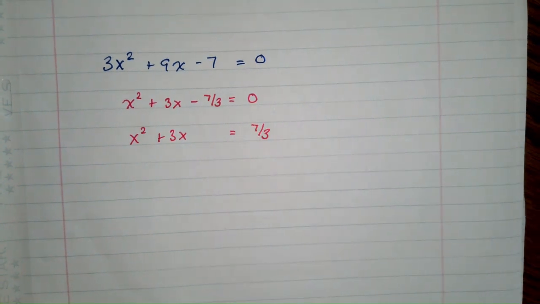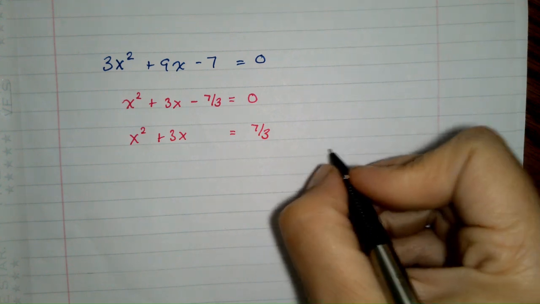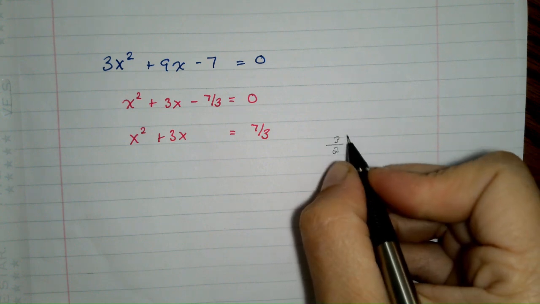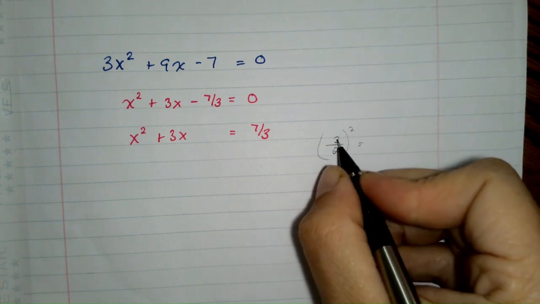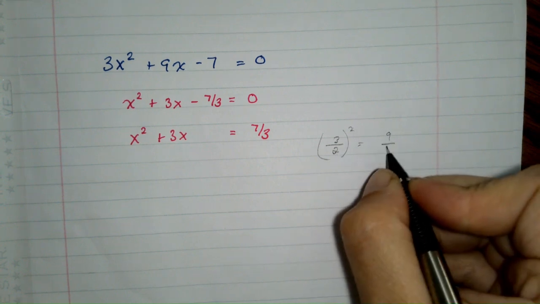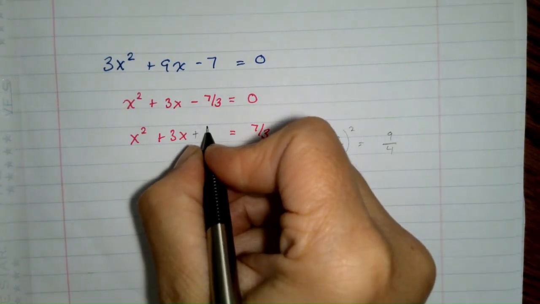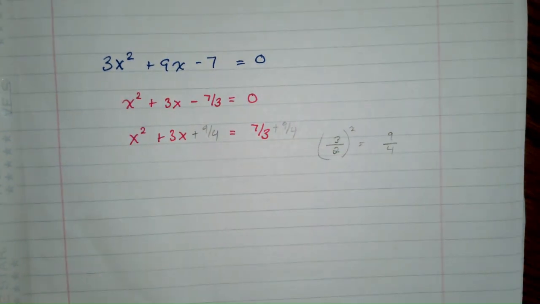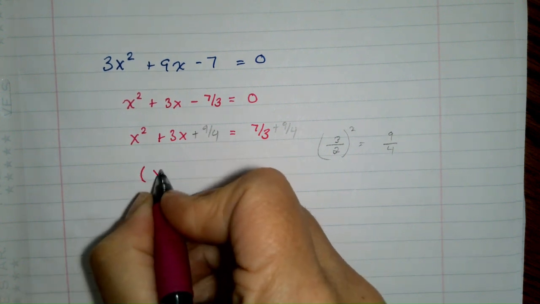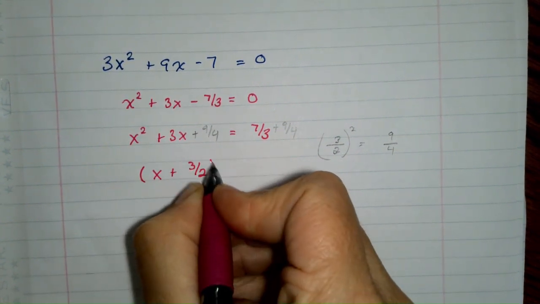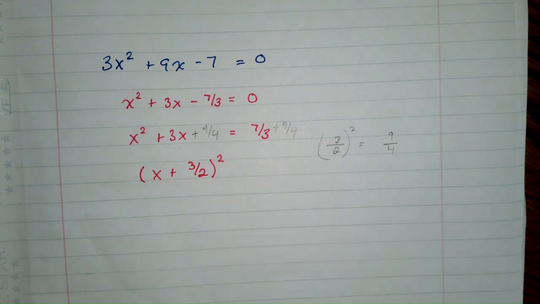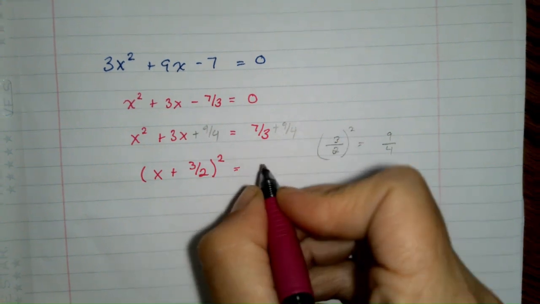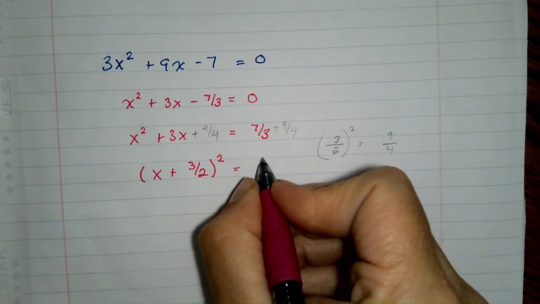Okay. b divided by 2 squared is our next step. So our b value divided by 2 squared. When I do that, 3 squared is 9, 2 squared is 4. So I'm going to add 9/4 to both sides. That gives me x plus 3 over 2 quantity squared. And if you grab a calculator and you do 7/3 plus 9/4, you will find out that it is 55/12.